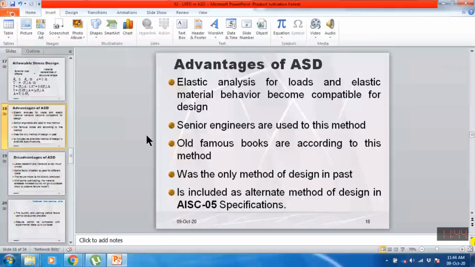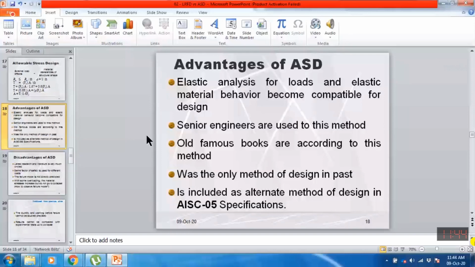Actually, when we are deriving certain equations, we assume that all the stresses are within the elastic range and the material is perfectly homogeneous. If I'm not allowing the stress to increase more than 60% of Fy, our material will still be in the elastic range. If I'm moving more toward yield stress, then the stress-strain relationship will not be linear.